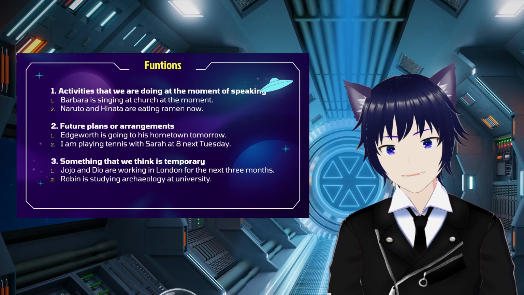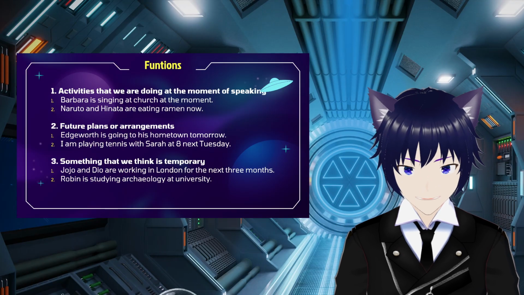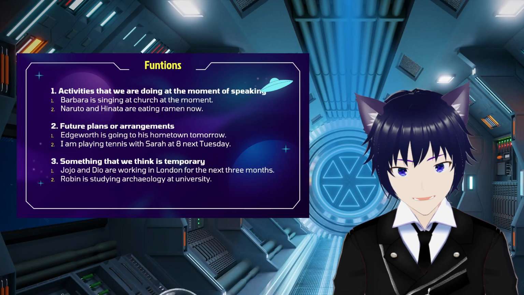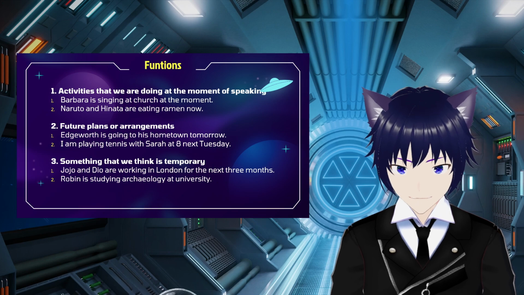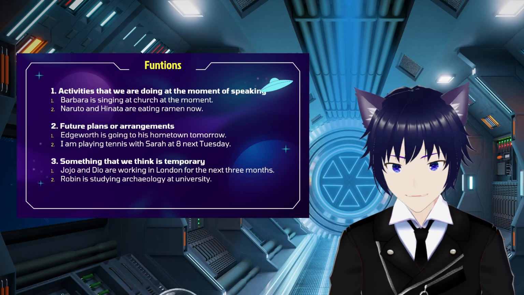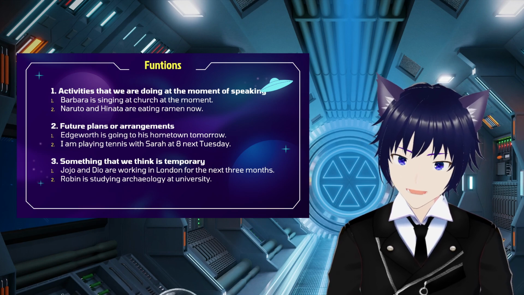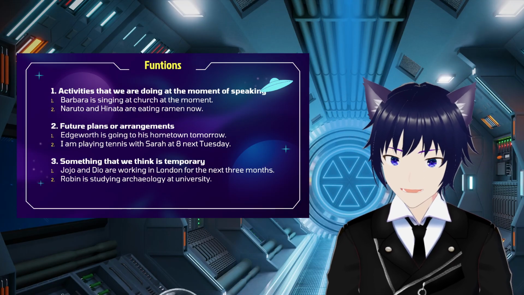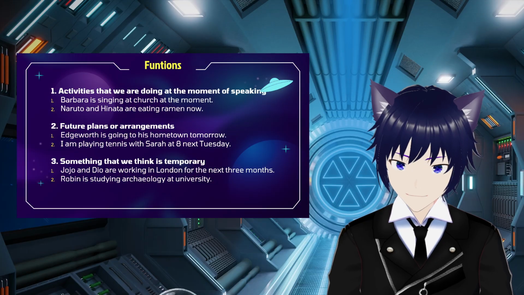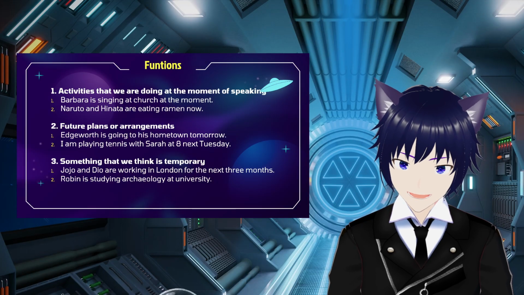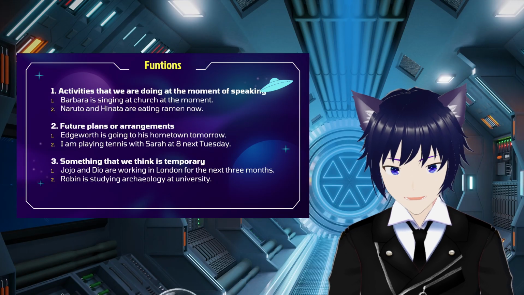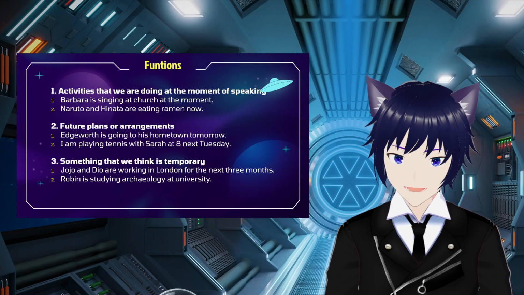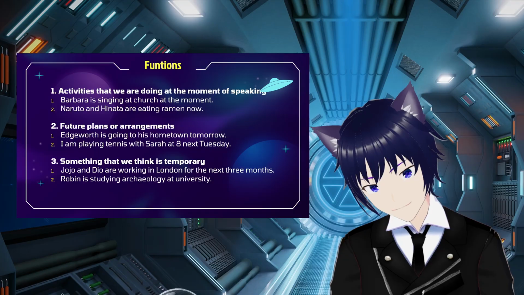Okay. Next one, the present continuous tense can be used for future plans or arrangements. For example, Edgeworth is going to his hometown tomorrow. Or, I am playing tennis with Sarah at 8 next Thursday. So in here, we are talking about future plans or arrangements.